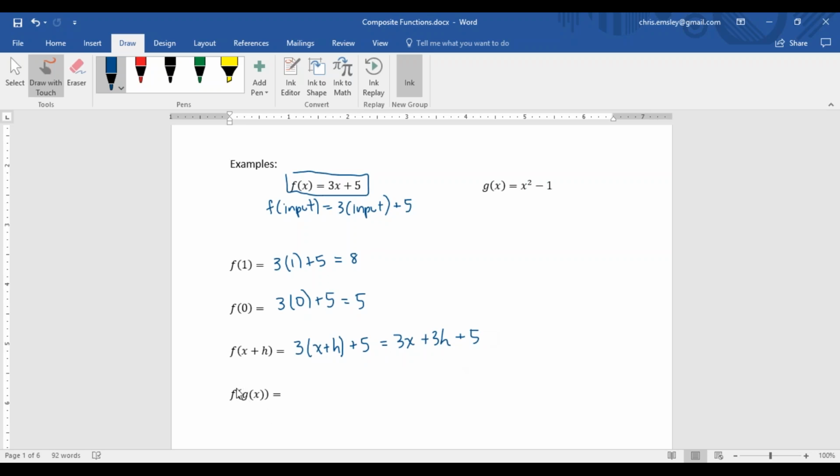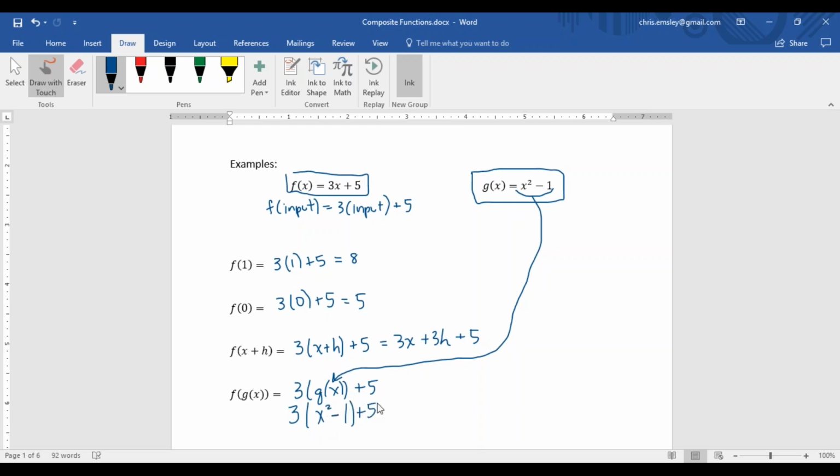And then finally, we get down to our composite. Same idea. We're taking our function f, and we have an input for it. Our input is g of x. So we're going to have 3 times g of x plus 5. Except the difference here is that g of x is an entire function that we have listed over here on the right. And so we can take this function g of x and put it right in here into our composite. So 3 times g of x, which is x squared minus 1, so plus 5.